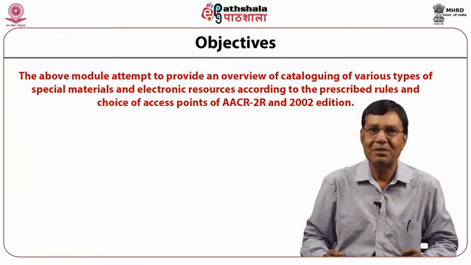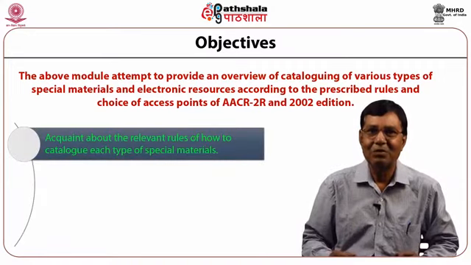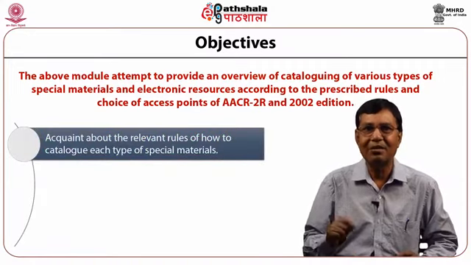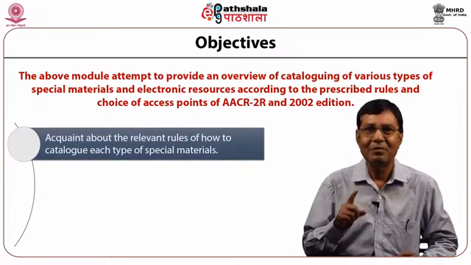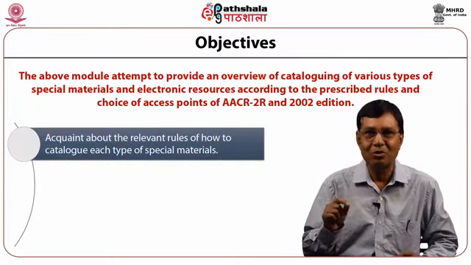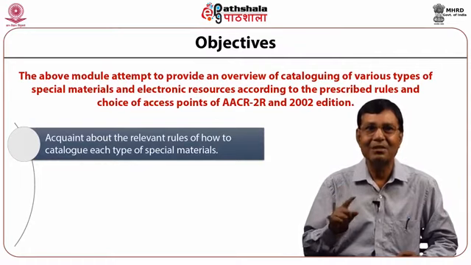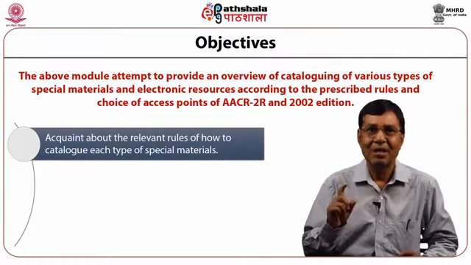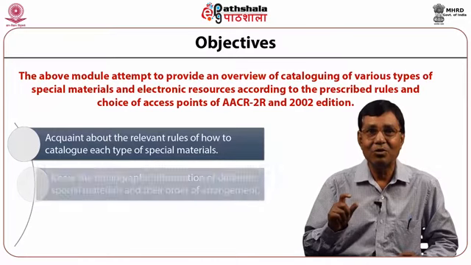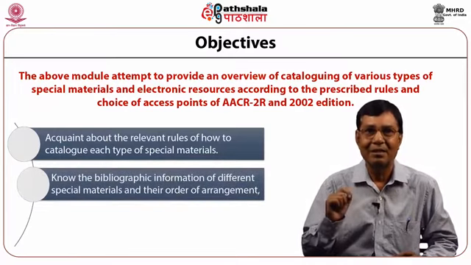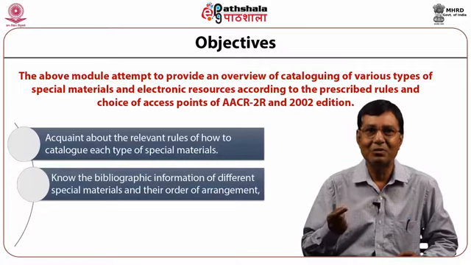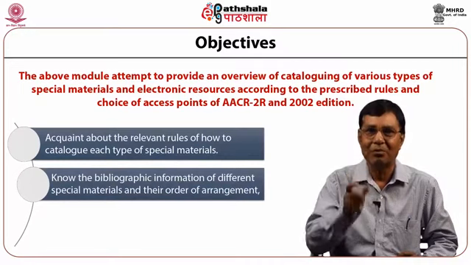The next objective is that you must be acquainted with the relevant rules of how to catalog each type of special materials, because there is a lot of difference between the cataloging of books, printed materials, and the cataloging of special materials. It is also difficult to know where the information is available in non-book material, because some of the materials you cannot read with your naked eye. You require some microfilm reader, some computer, some machines.